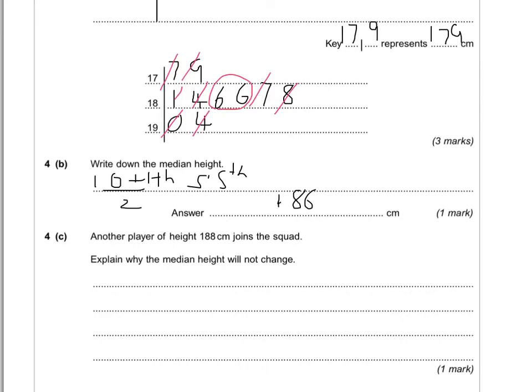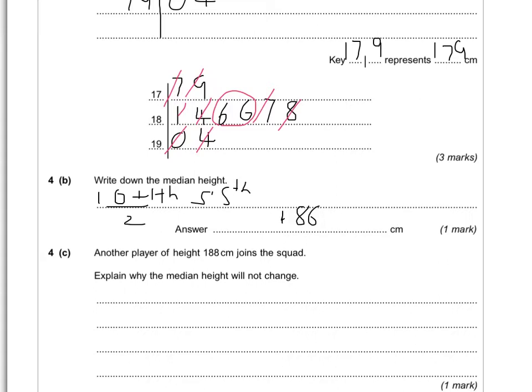Then going on to 4 part C, another player of height 188 joins the squad. Explain why the median will not change. So taking a minute to think about this, if I just take 188 and put it on where it would be there, the median person would now be the 6th. So with a similar logic we would now have 11. To find the middle you add 1 divided by 2, which is 12 divided by 2, which is the 6th value. Now the 6th value we can see is 1, 2, 3, 4, 5, 6, so it's still 186.